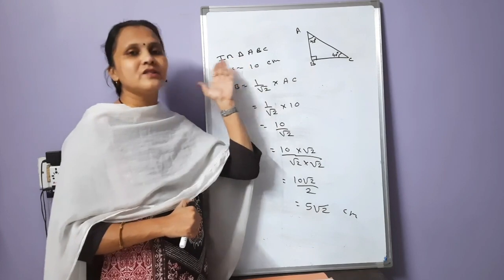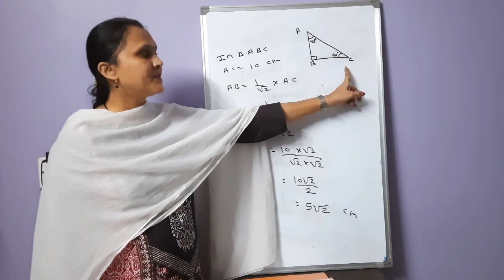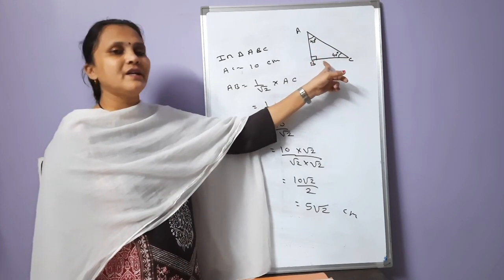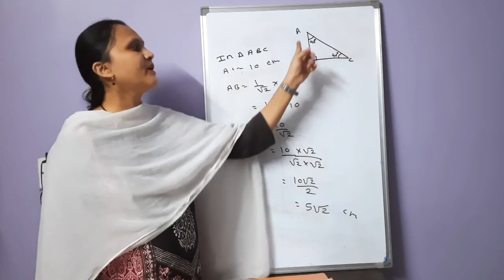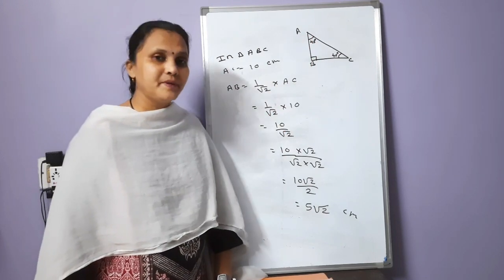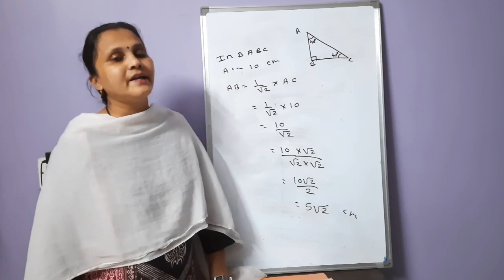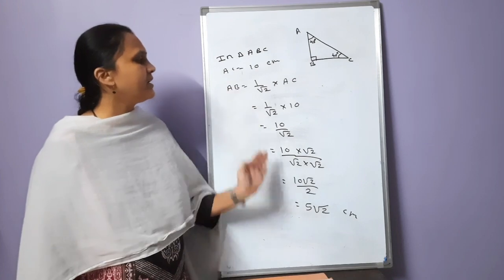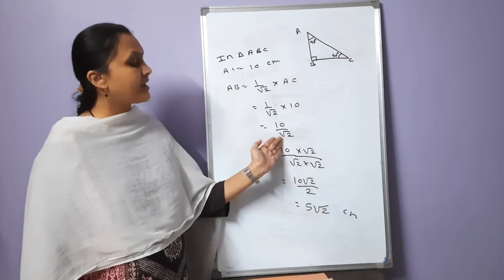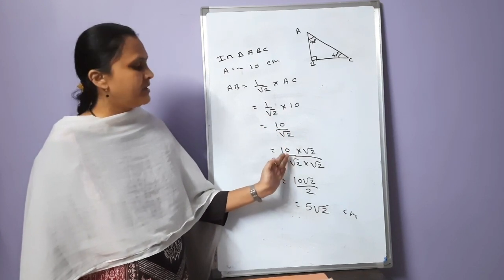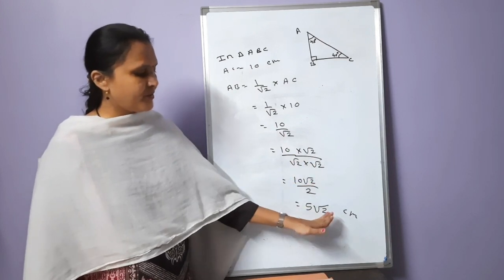So what is your question? Just write down the question. In triangle ABC, angle A equals 45 degrees, angle C equals 45 degrees, otherwise triangle ABC is a right angle triangle. And if hypotenuse AC is 10 centimeter, then find out the measurement of side AB. Getting? Then here we use the property, that is the 45, 45, 90 degree theorem. So according to that, we get half into AC. When we put the value of AC and rationalize the denominator, we get 10 root 2 upon 2, that is 5 root 2 centimeter.